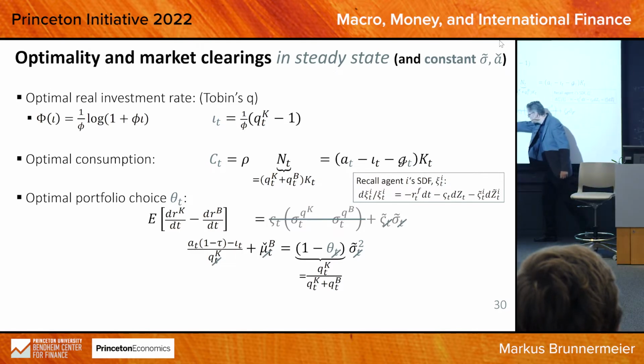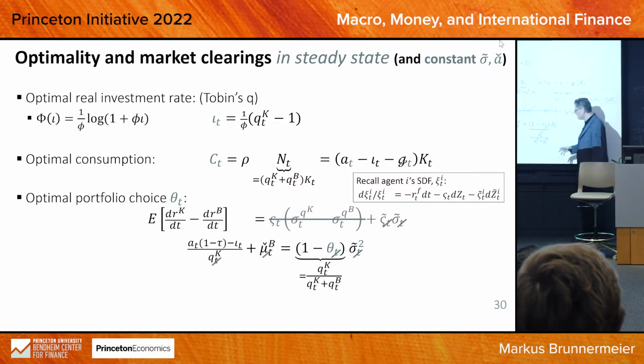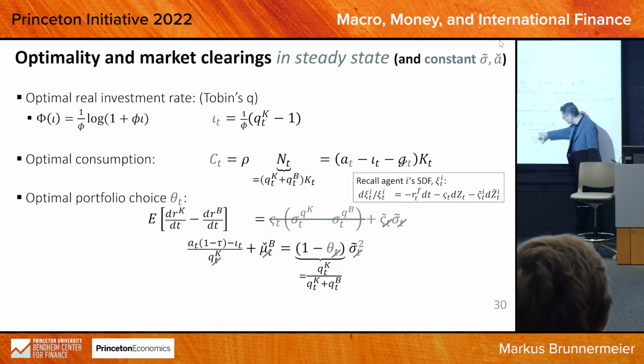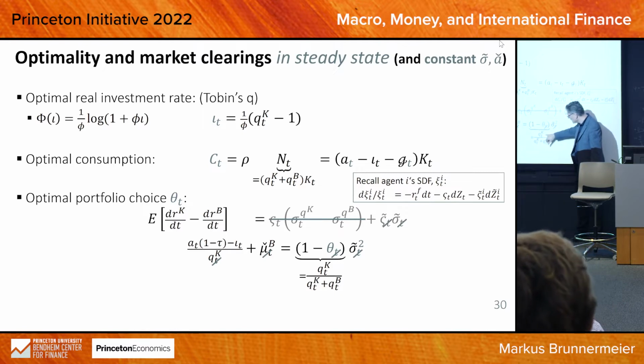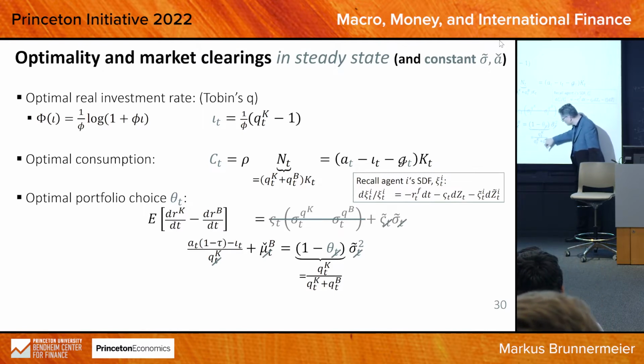So that's how optimal portfolio choice is given. And then you put this thing here, that's the capital markets clearing condition. So if everybody puts a fraction theta into the bond and 1 minus theta in the physical capital, that means the value of all the physical capital, so QT K times K, divided by the value of all wealth, has to be consistent with portfolio choice. That's the capital markets clearing condition.